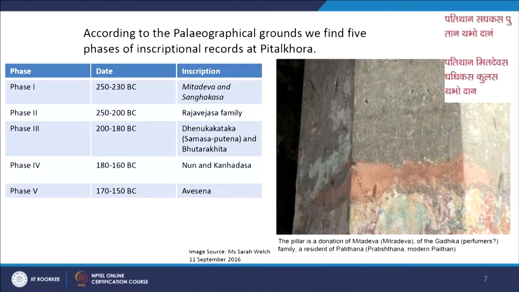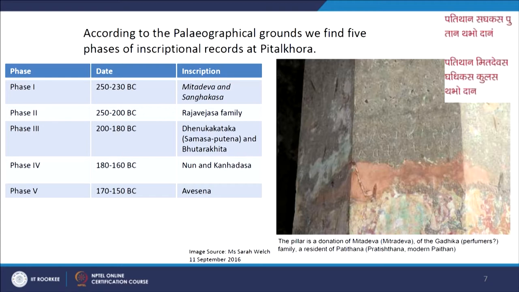For example, when we talk about how they have identified this, on the right-hand side in the photograph you can see some small text written in Pali, which says that the pillar is a donation of Mitadeva, a Mitra Deva of the Gadika family, a resident of Patithana, which is Pratisthana, the modern Paithan. So in fact, these inscriptions tell us who the family was that donated the construction of the pillar, and where they belonged to.